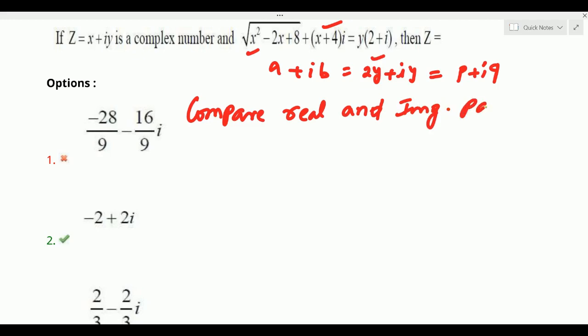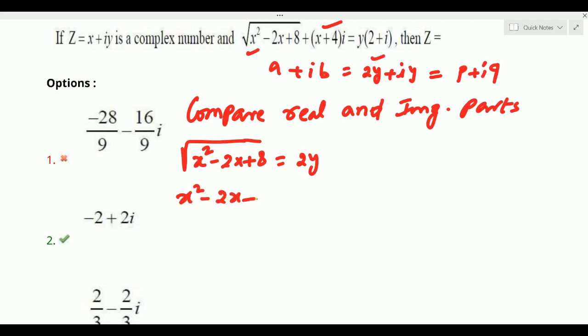Imaginary parts. What is the real part here? Root over x square minus 2x plus 8 equals the right side, 2y. Squaring on both sides, it becomes x square minus 2x plus 8 is equal to 2y whole square, which is 4y square. Okay, this is equation 1. Now compare the real part to the imaginary part.